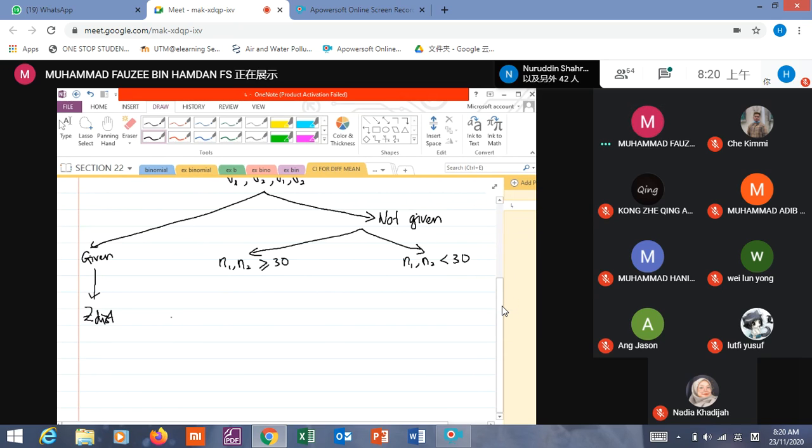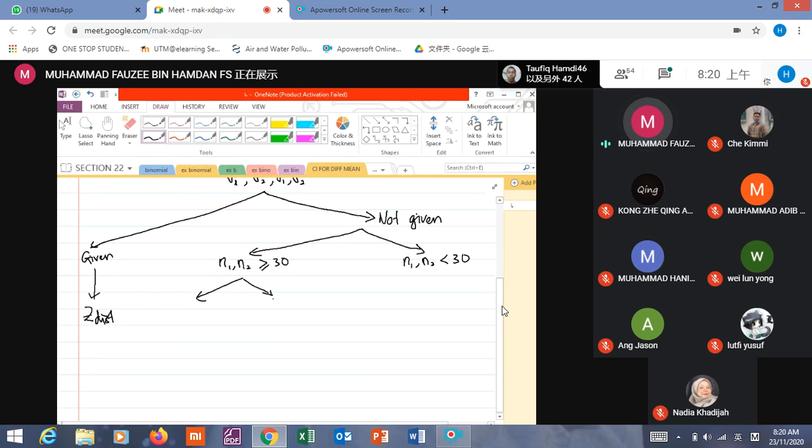That is the second question, not the first. The first question is whether the variance for both groups, both samples, is known or not. Given or not. The second question: we check the size of the sample.